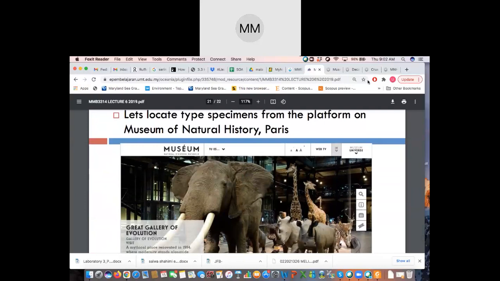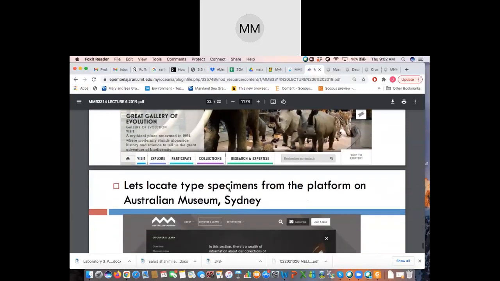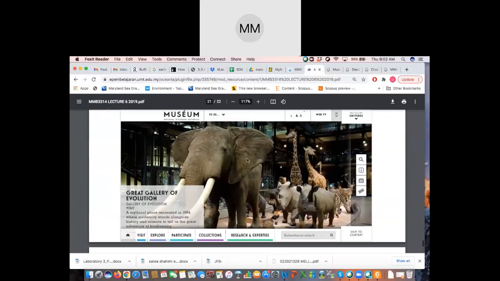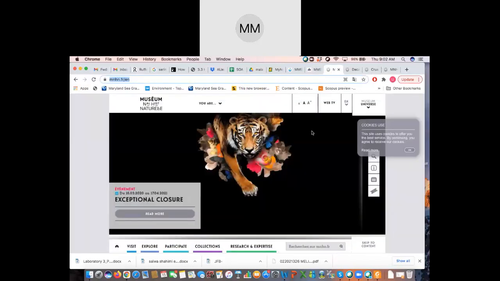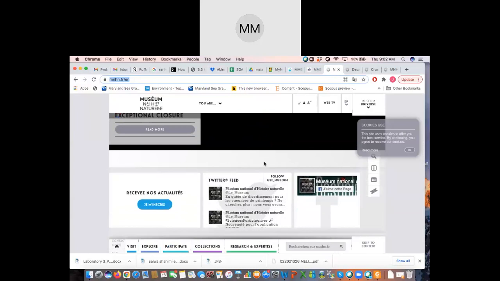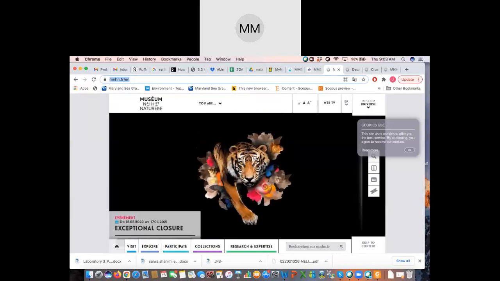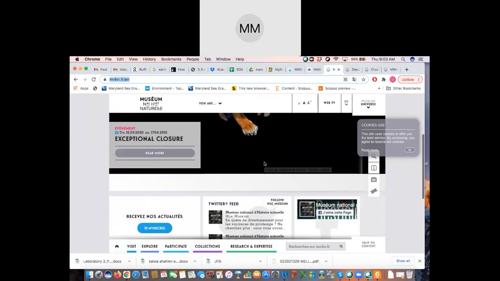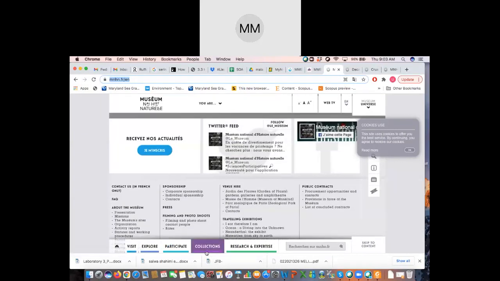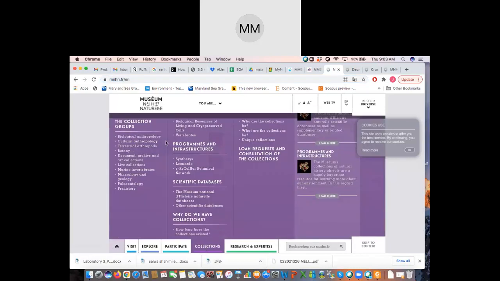Okay, so remember how we had a bit of a stumbling block regarding locating type specimens, right? So I'll go back to this section. And this time I've already got it prepared. So, again, using the Museum of Natural History in Paris, again, it will be quite typical for most other museum websites. So you can look through their collection, you can look through their loan requests. In this case, for example, we're looking at marine invertebrates, okay?